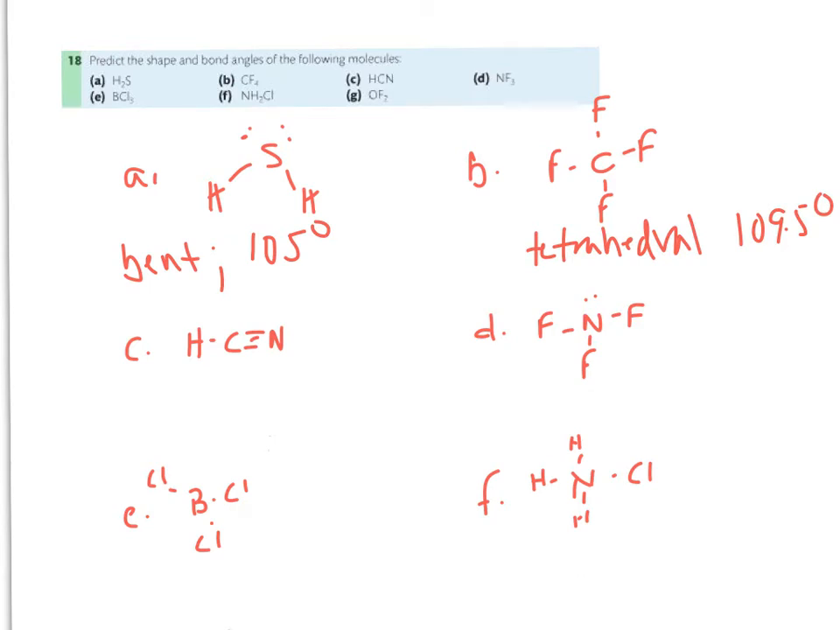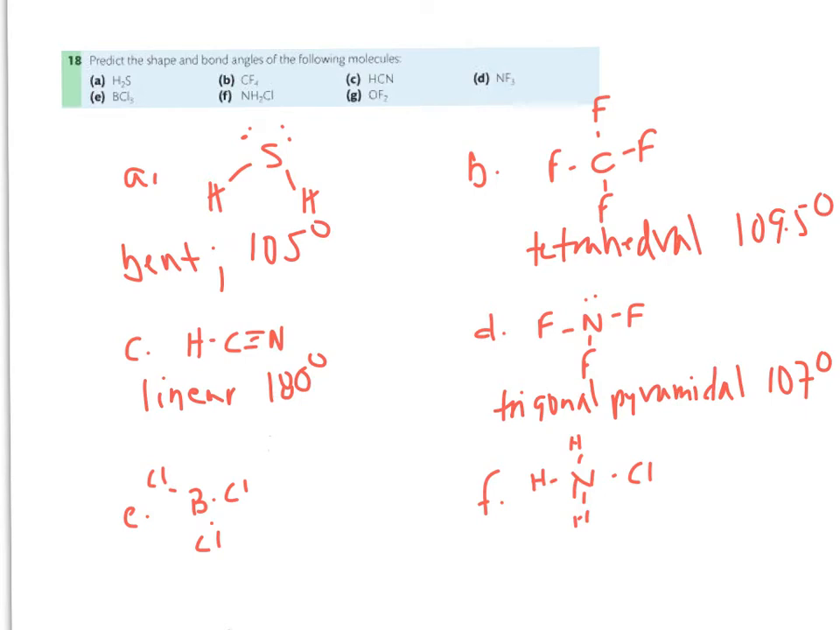C, I've got 2 things attached, a single and a triple bond, so I've got no lone pair on carbon, so this is simply linear with a 180-degree bond angle. D, I've got 4 domains, 3 are atoms and 1's a lone pair. So this is going to be considered trigonal pyramidal. And if there had been 4 fluorines attached, it'd be 109.5. But since there's 1 lone pair, it's going to squeeze us to 107 degrees between each F and F angle.